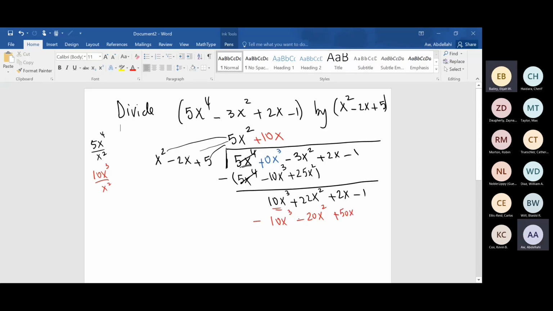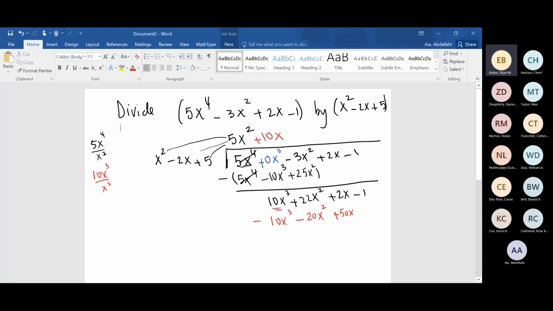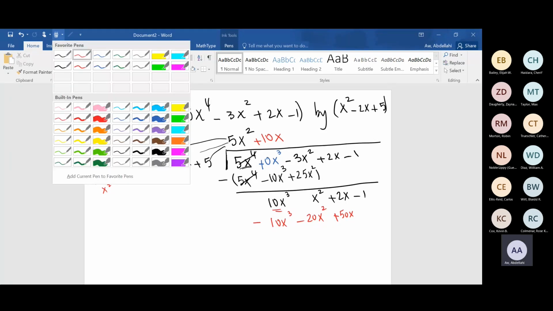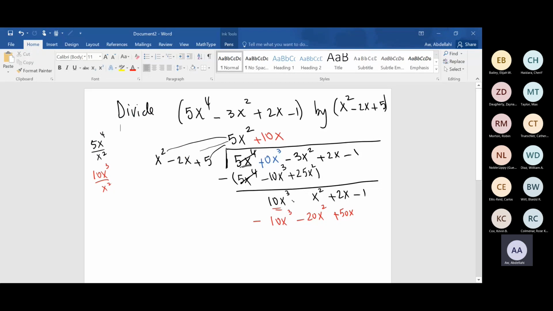Professor, wouldn't we get 28x squared because we're subtracting 25 from... Yeah, you are right. Thank you very much. You're welcome. That is absolutely right. I'm subtracting, okay? So it's going to be minus 28x squared. That is absolutely right. Minus 28x squared.